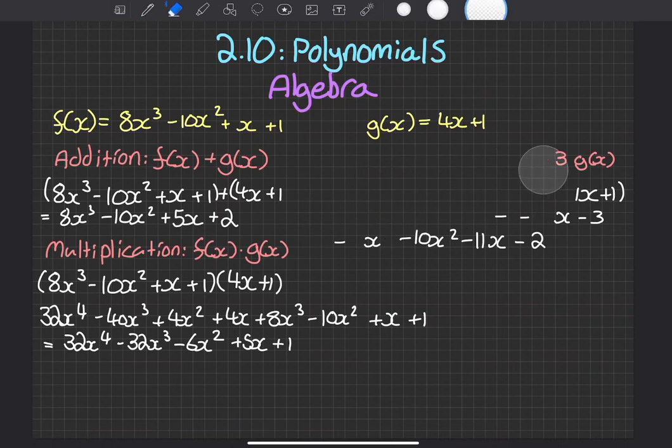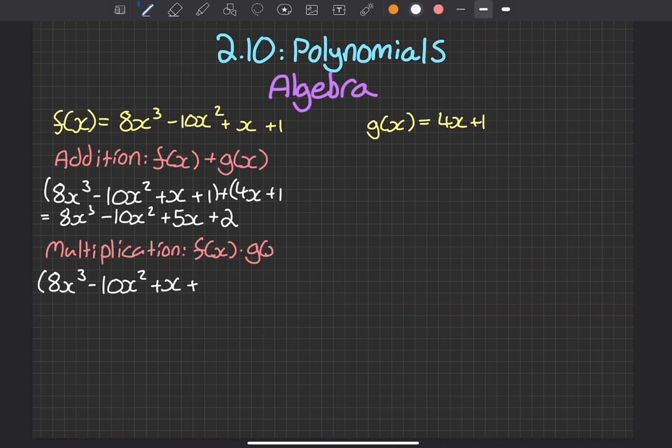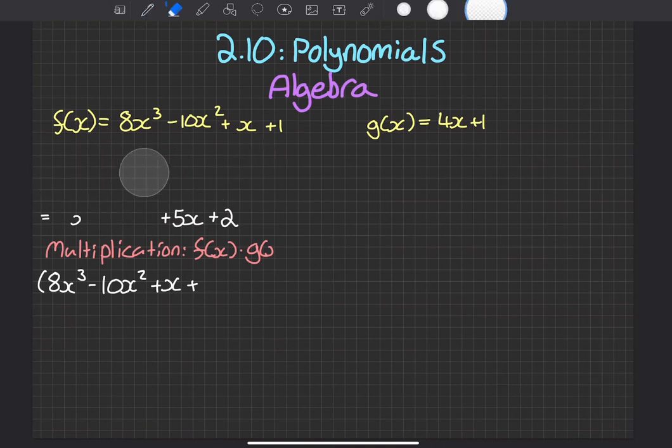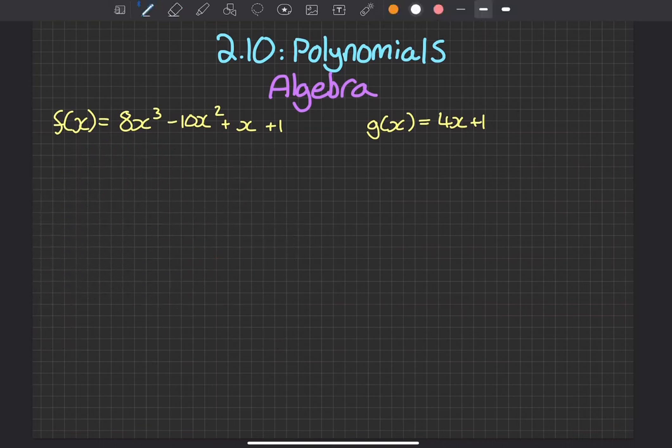And finally, we have division, right? And this one will need a bit more space. I'll just take this all off. So division. Okay, let's say we have f of x and we want to divide this by g of x. All right, so the method we use is actually long division. If you're familiar with it, perfect. If you're not, I'll just go over it now real quick.